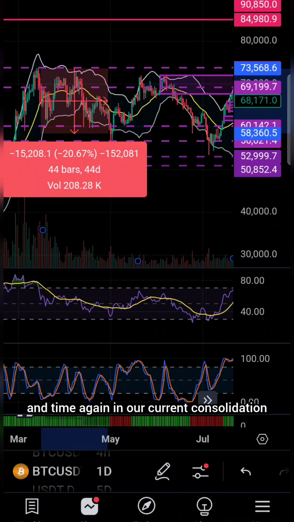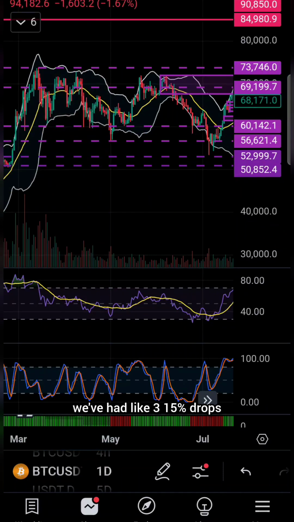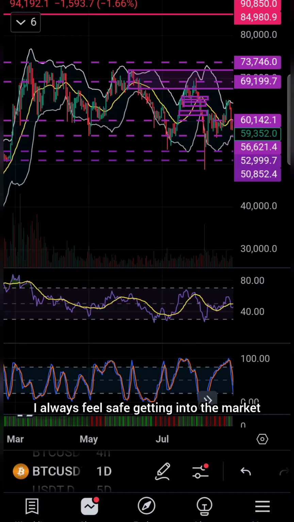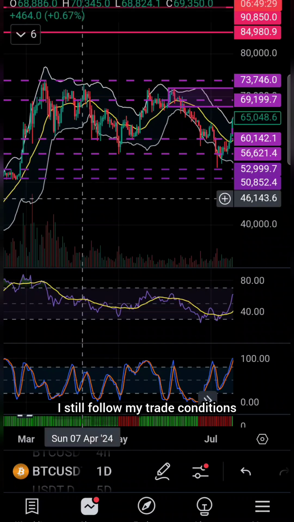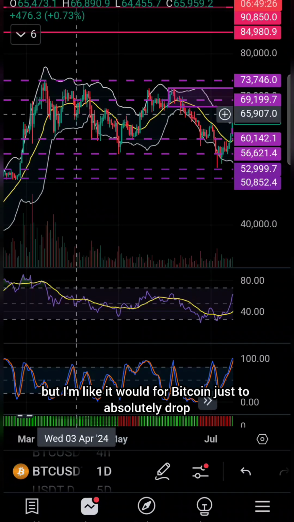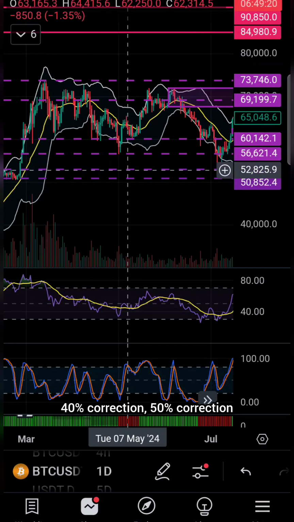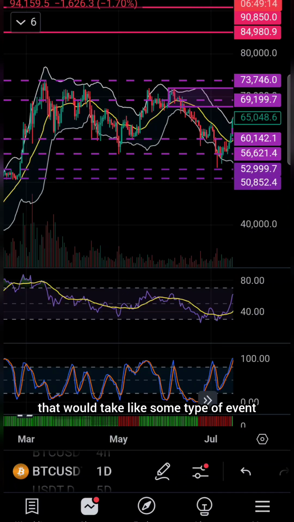You'll see this time and time again. In our current consolidation, we've had like 15% drops. Just the history of Bitcoin, it likes 20% corrections. I always feel safe getting into the market with DCA. I'm not just going to DCA blindly. I still follow my trade conditions, but for Bitcoin to absolutely drop more than 20%, we're talking about red lining down, 40% correction, 50% correction. That would take some type of event.